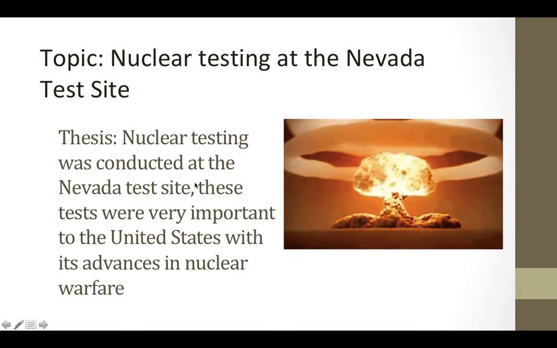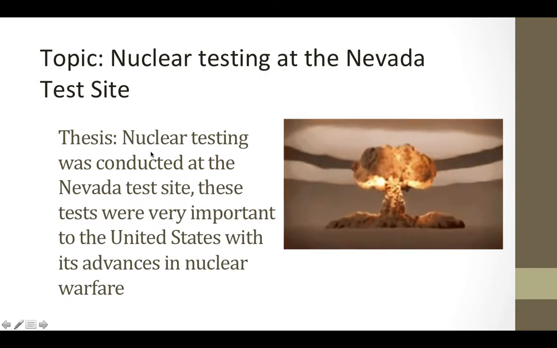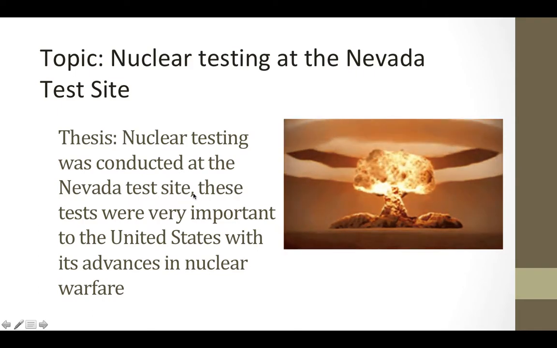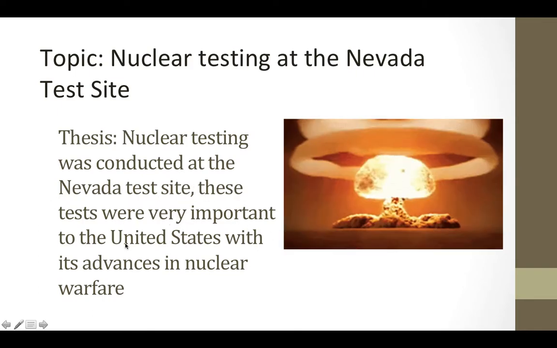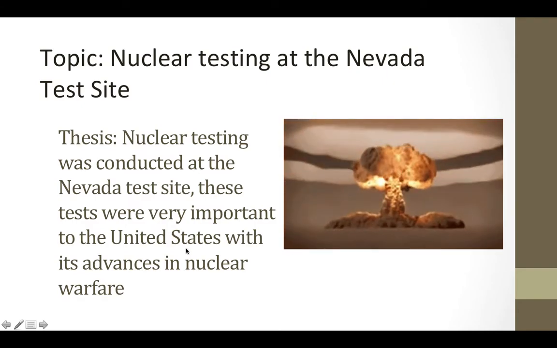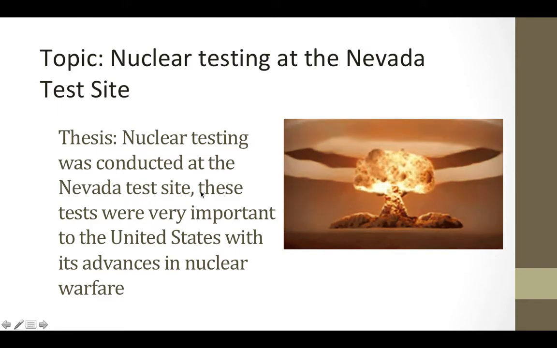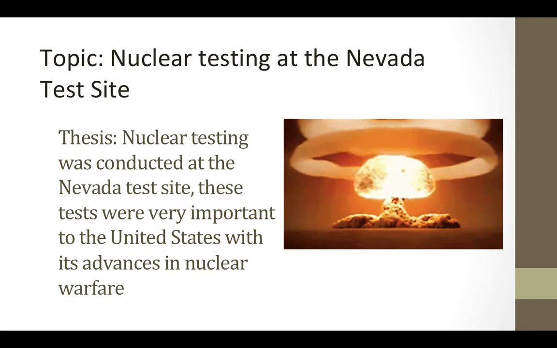It does have a comma splice, though, here, a type of run-on sentence. This is really two sentences here. Nuclear testing was conducted at the Nevada test site, period, capital letters. These tests were very important to the United States. You would need to put a coordinating conjunction "and." If you don't know what that is, watch that video because it explains these things.